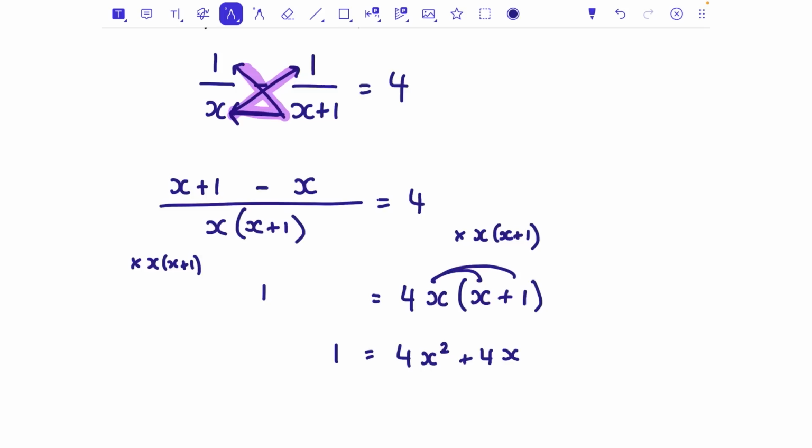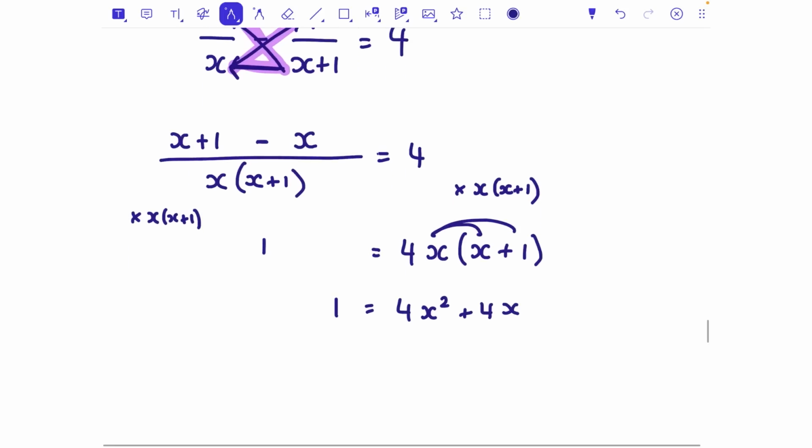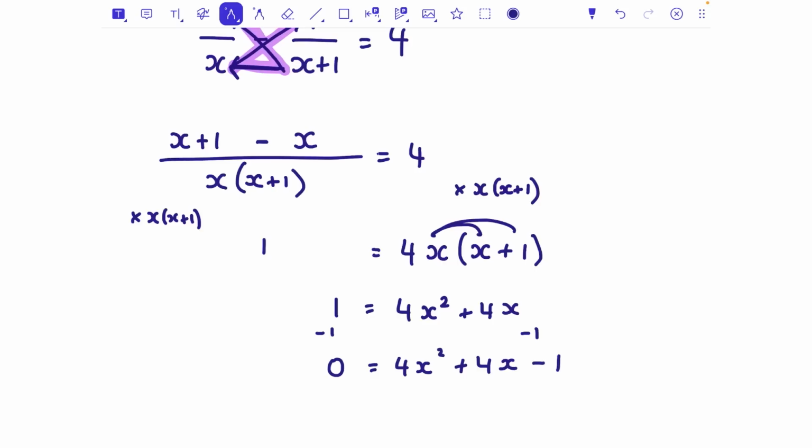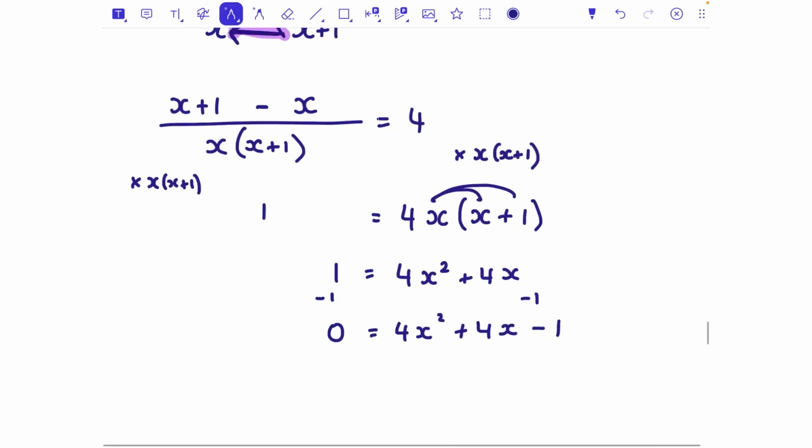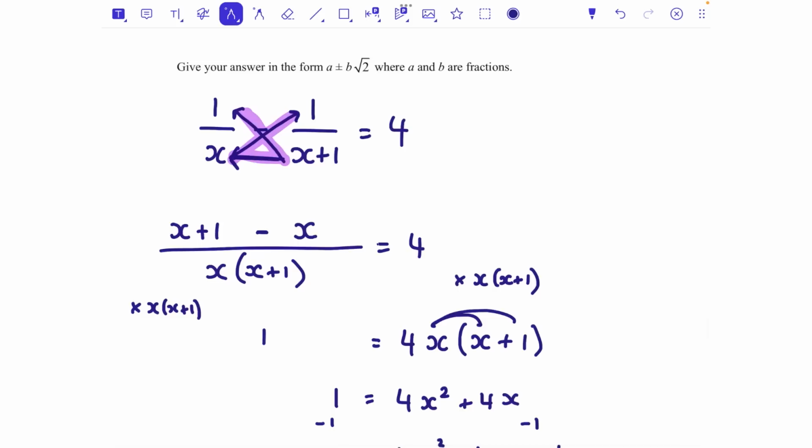Now this is a quadratic. We can only solve a quadratic if it equals 0, so I'm going to take that 1 away from both sides. So 0 equals 4x squared add 4x minus 1. Now, we could see if that factorised, but there was a big clue in the question in that it said we needed to give our answer in this format. And this is screaming out for me to do the quadratic formula.